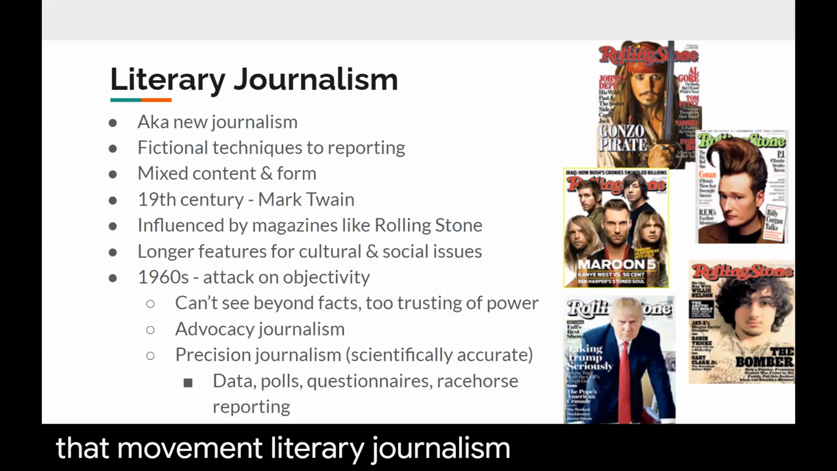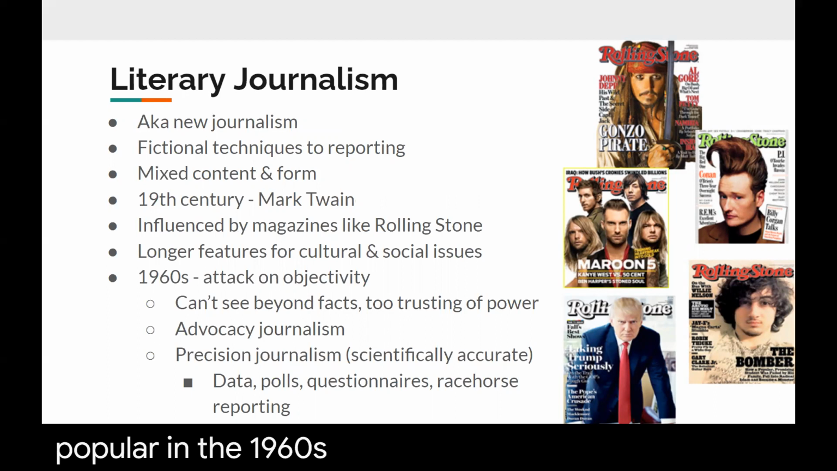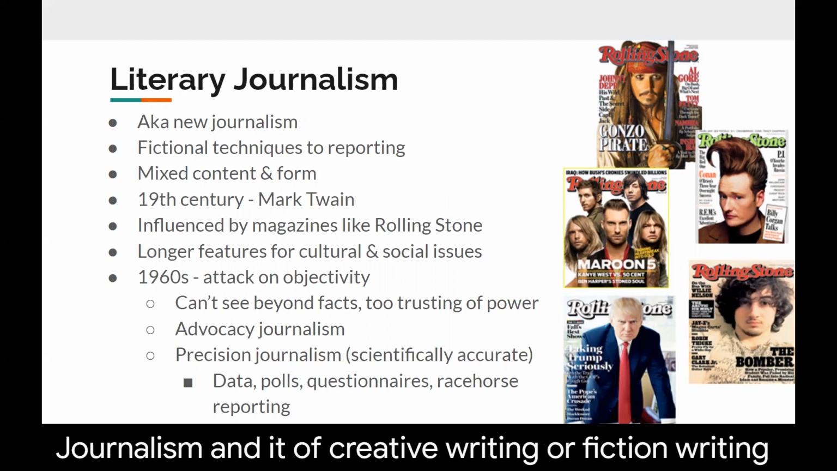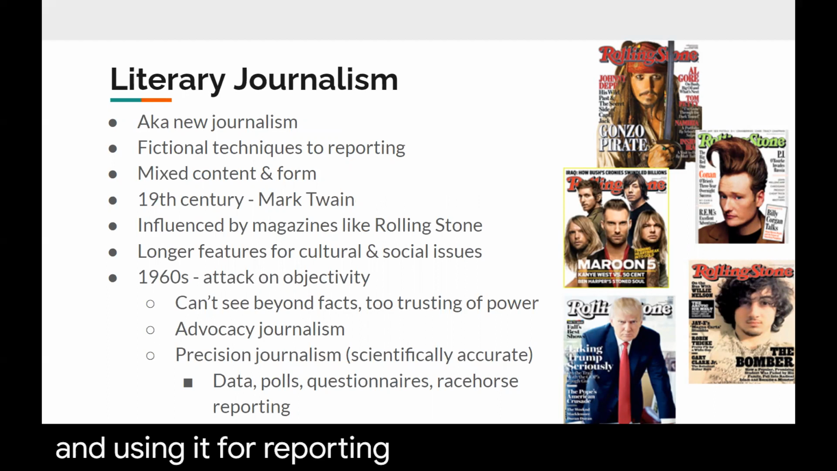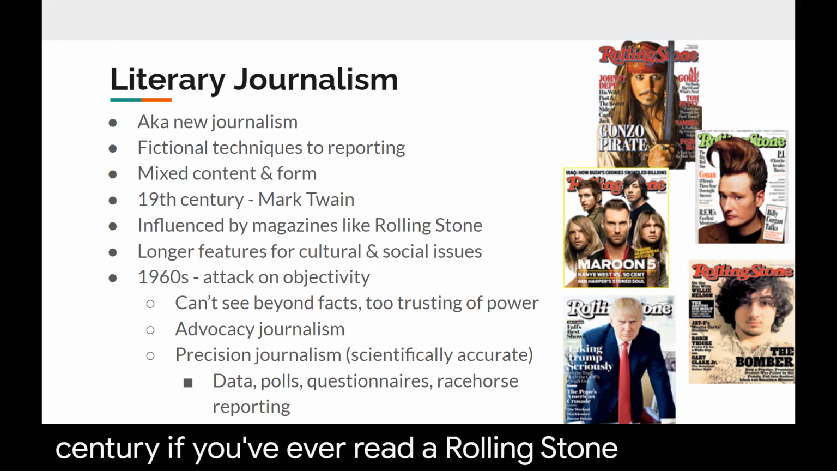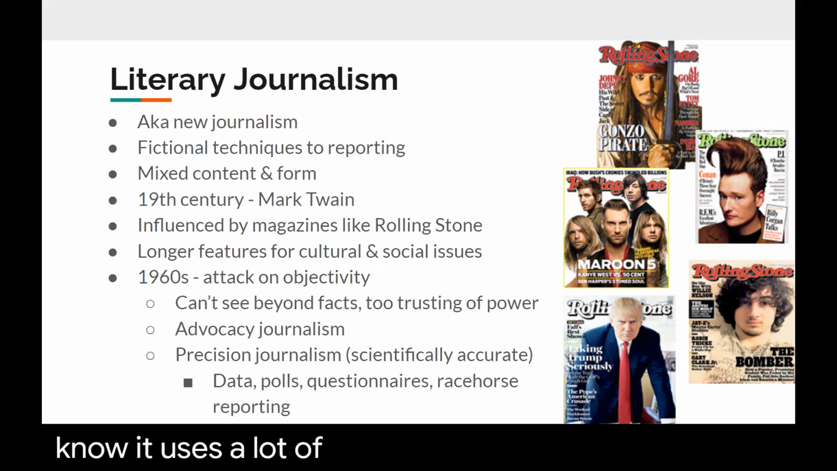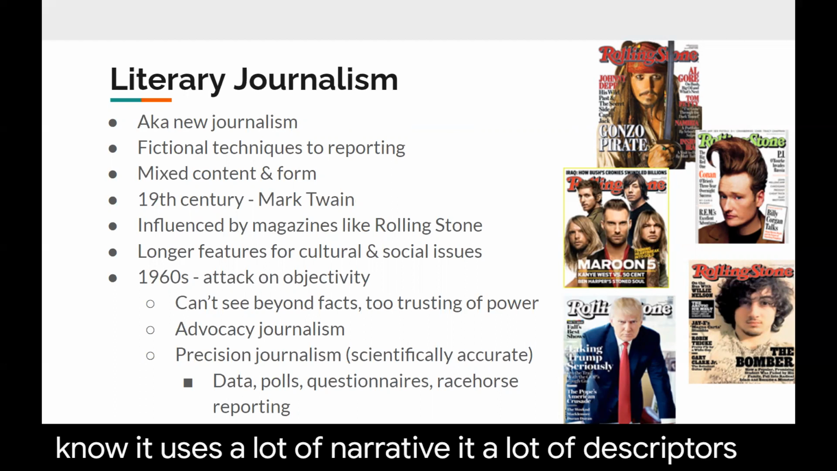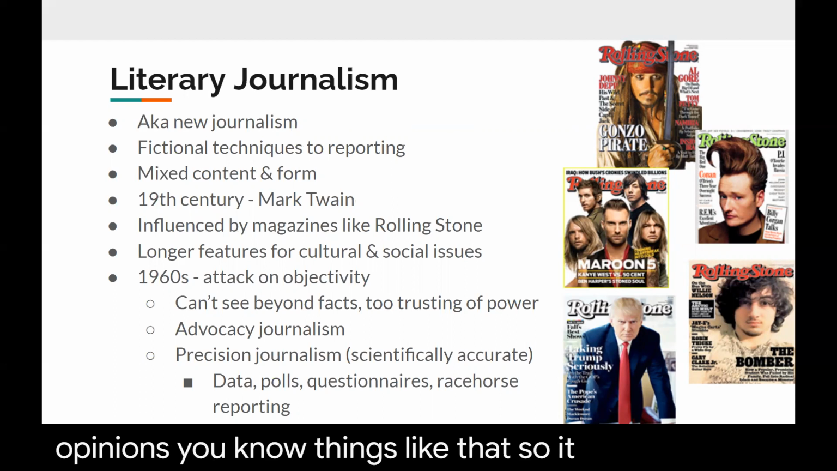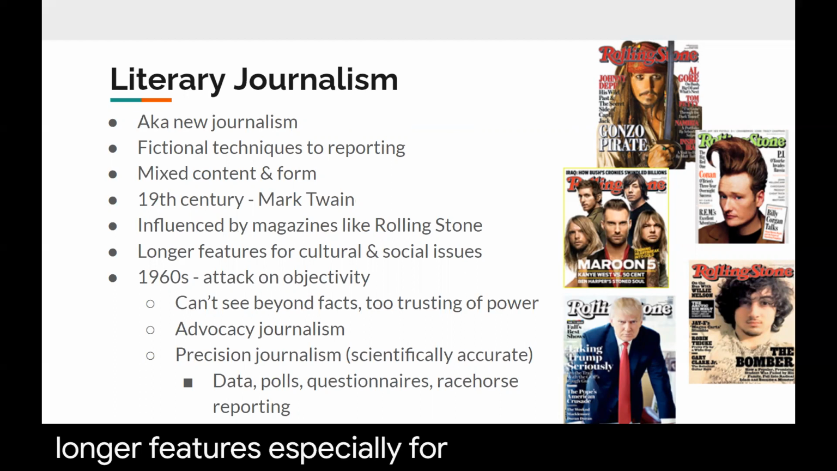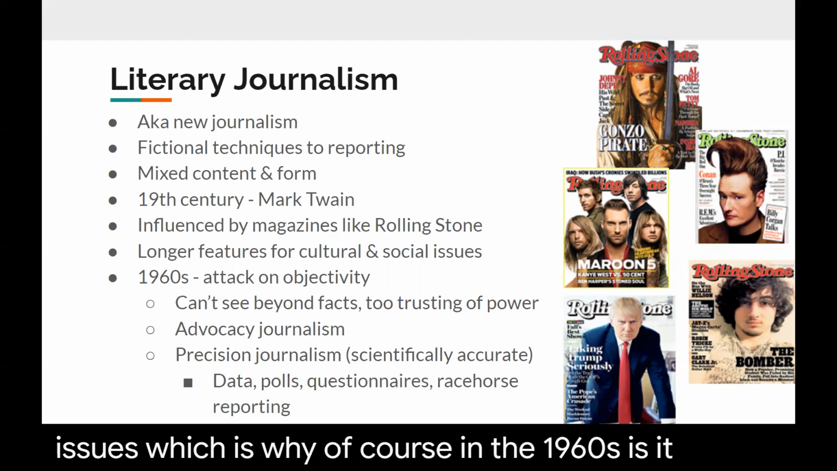Literary journalism became a lot more popular in the 1960s. This is also known as new journalism, and it uses the techniques of creative writing or fiction writing for reporting. So it mixes content and form, similar to Mark Twain's writing in the 19th century. If you've ever read a Rolling Stone article, you know it uses a lot of narrative, a lot of descriptors, opinions, things like that. So it allows for longer features, especially for cultural and social issues, which is why, of course, in the 1960s, it became a lot more popular.